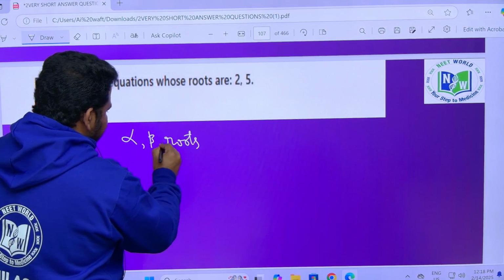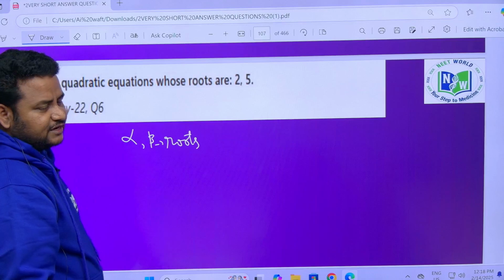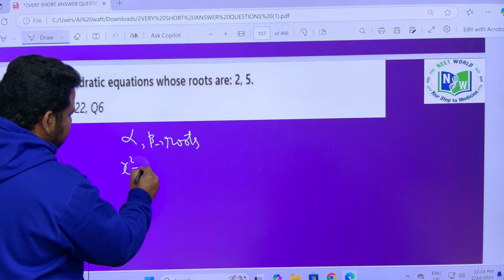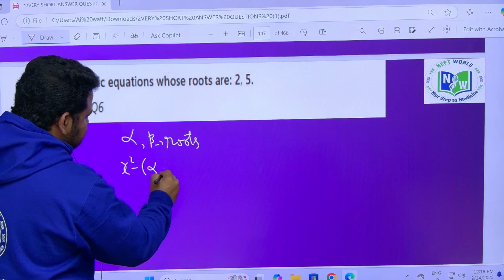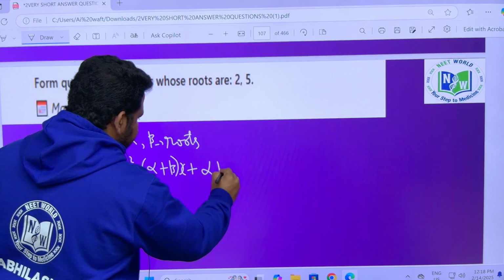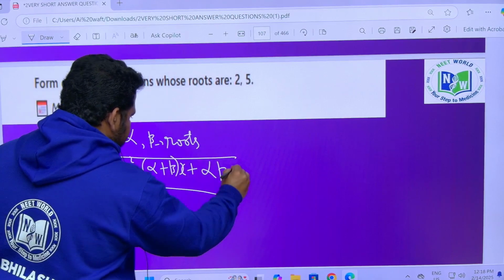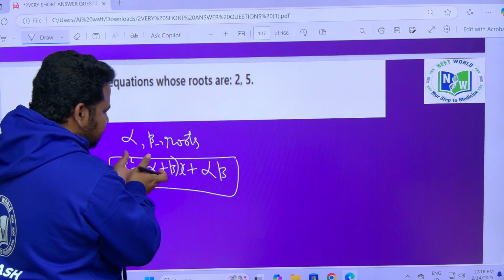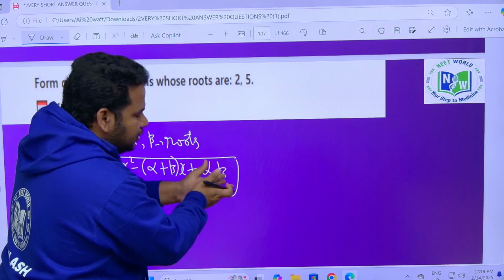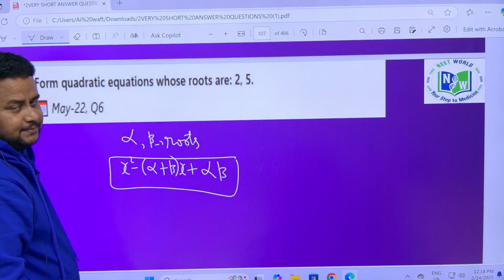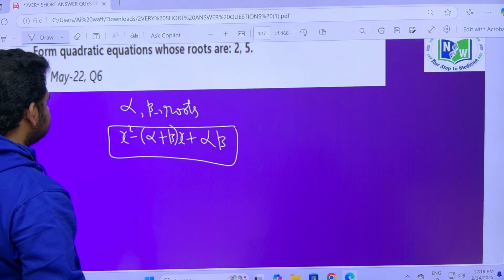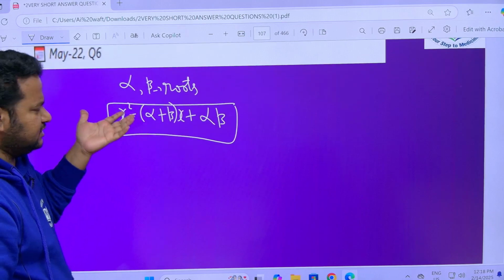Okay, alpha and beta are roots. Then you have to find the quadratic equation, which will be of the form x square minus (alpha plus beta)x plus alpha beta. This is the equation. Here you just have to substitute the value of alpha plus beta and alpha beta, that is, the sum of the roots and the product of the roots. Don't worry how this equation came. I can teach you, but that is not necessary for you, not in very short answers.